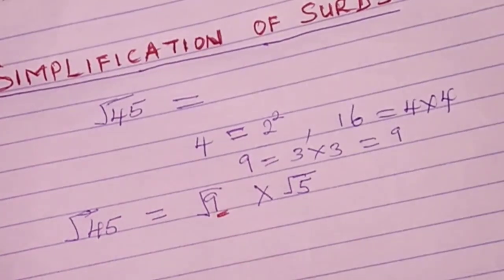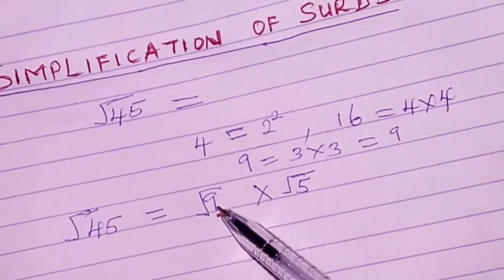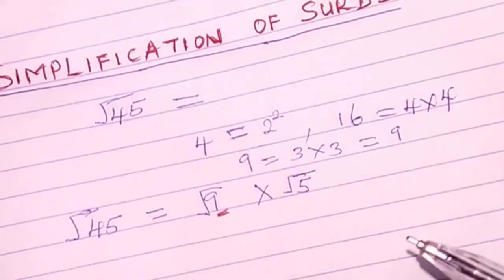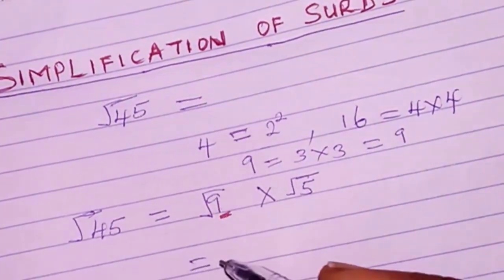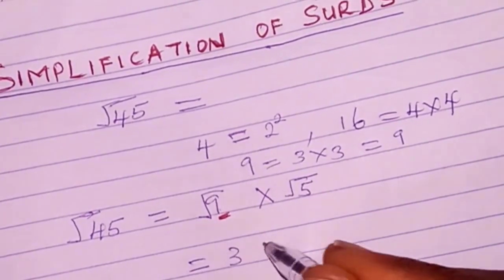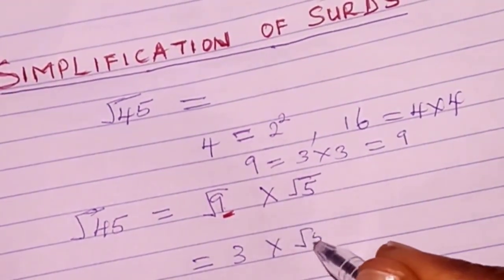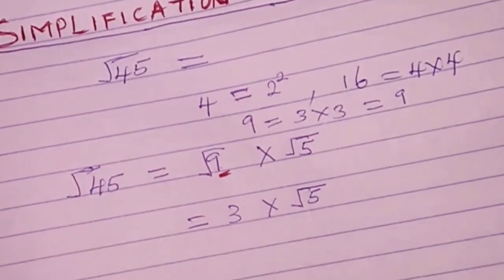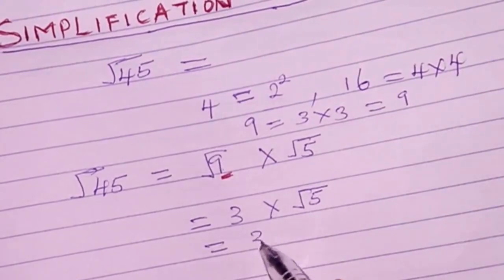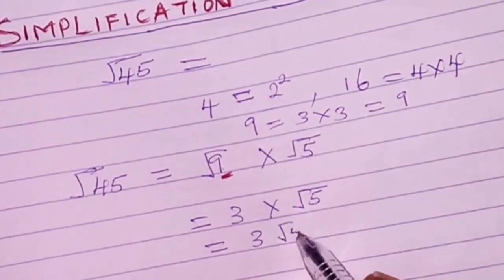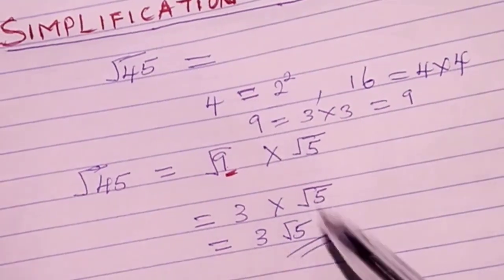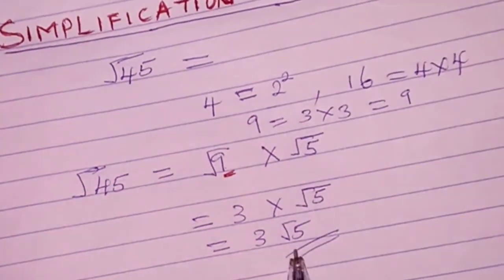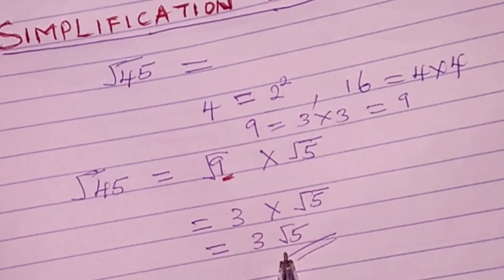So I can break this further. Remember that root 9, or the square root of 9, is 3. So this is going to give us 3 times root 5. And of course, our answer is 3 root 5. So I have simplified this to the basic term.